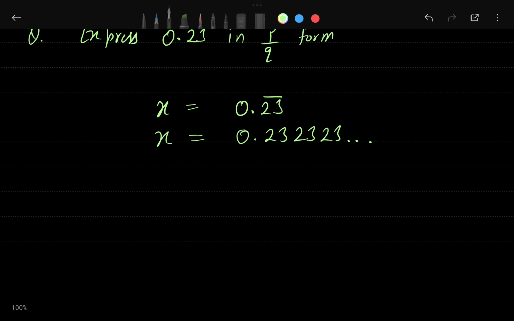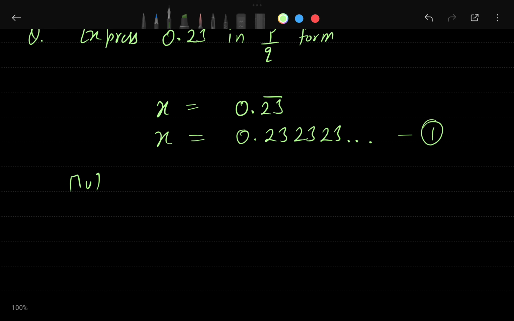Now what I have to do, I just remove the bar and repeat the digits under the bar at least twice. I will repeat it 3 times just to be safe. Now I have to multiply by a power of 10. Now what power of 10? How many digits are below the bar? I can see that there are 2 digits below the bar. It means I have to multiply by 10 to the power 2. So I will write this as equation 1.